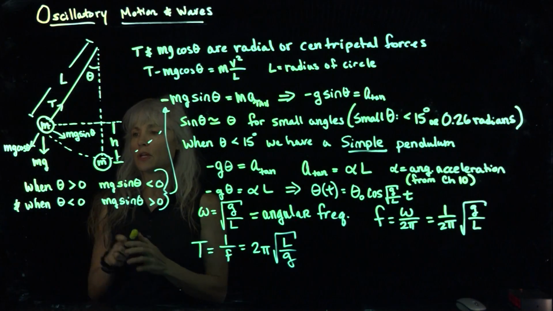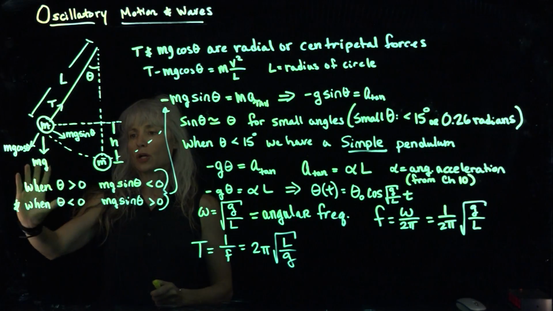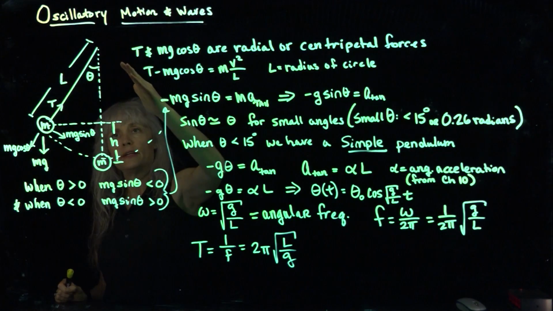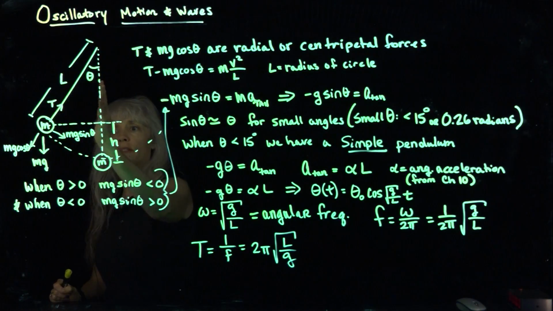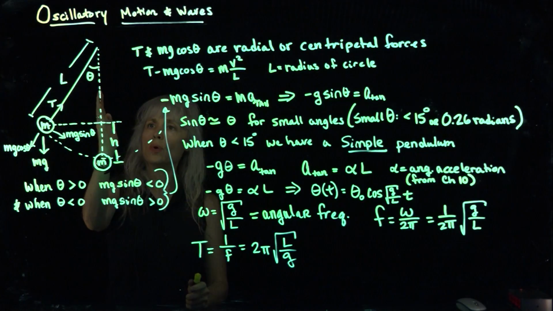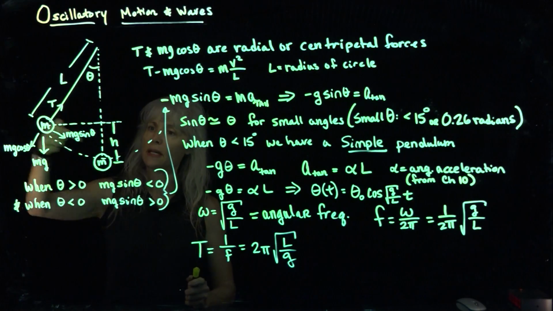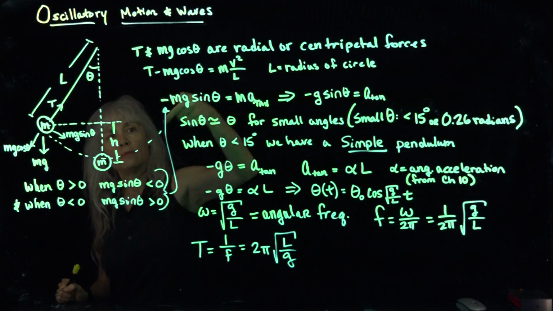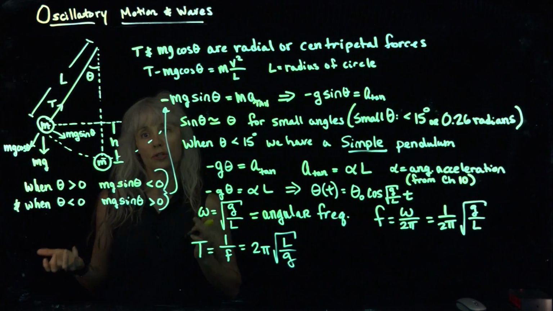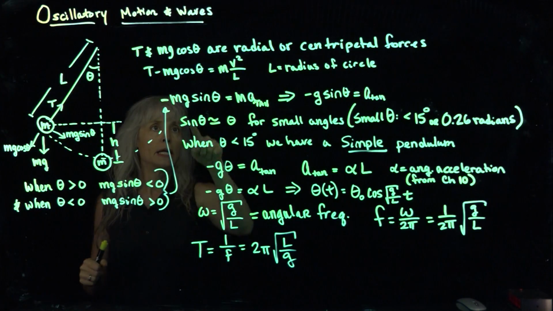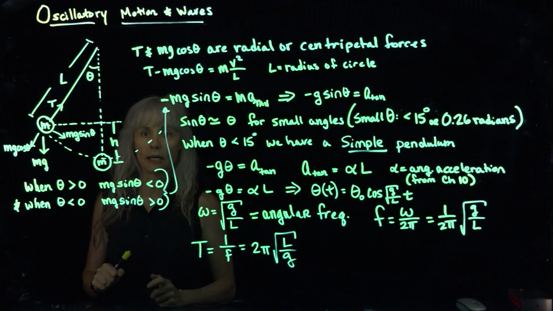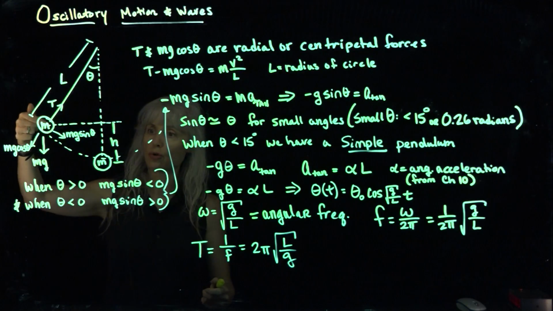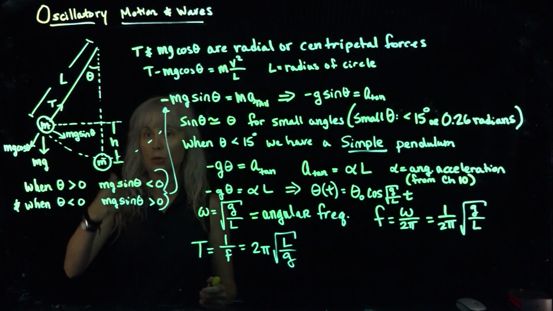Now, why the negative sign? Well, we need to consider what goes on with theta. When theta is measured on this side, theta is positive, and when theta is measured on this side, theta is negative. So when theta is negative, mg sine theta is pointing in the positive direction. When theta is positive, mg sine theta is pointing in the negative direction. So they should have different signs. And so that is where the negative sign comes from, is that mg sine theta is a restoring force. It's always trying to point back to the equilibrium position.